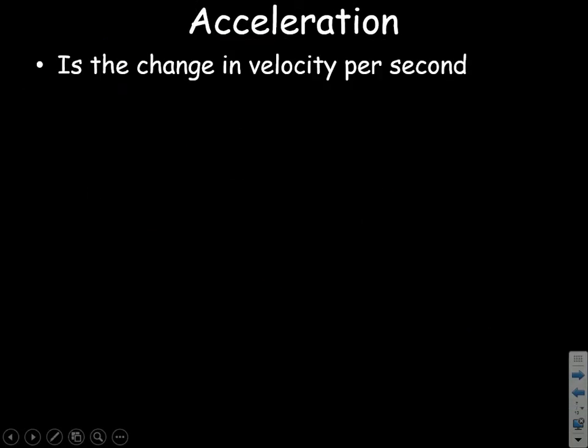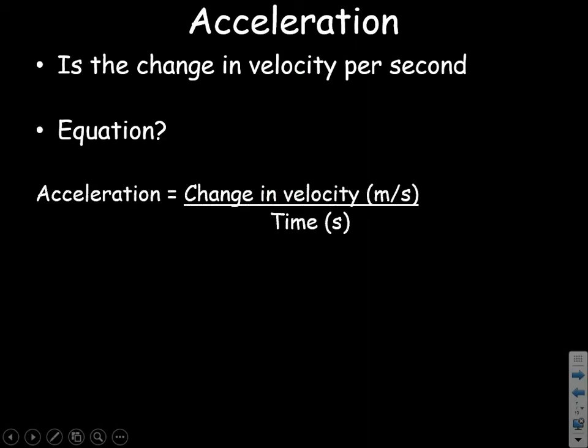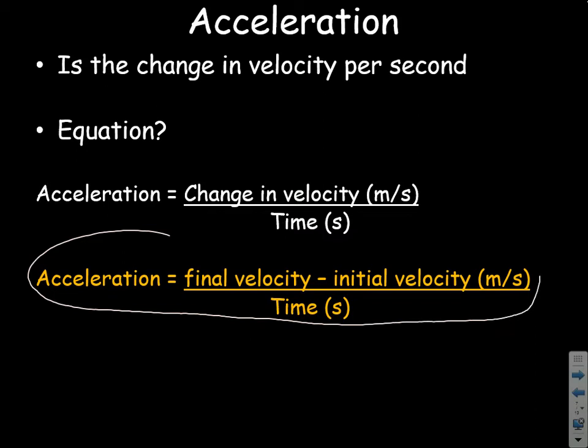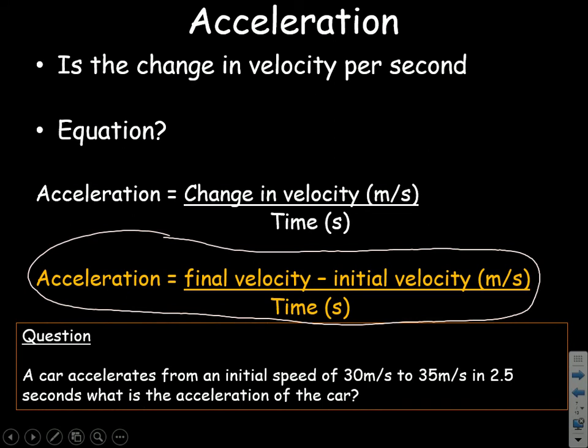Okay, so acceleration. We've said that it is the change in velocity per second, and they do give you this equation in your exam. It's on your formula sheet, and it is given to you in this format. So acceleration equals final velocity minus initial velocity divided by time, which really just means the change in velocity divided by time. So if we have an example, a car accelerates from an initial speed of 30 meters per second to 35 meters per second in 2.5 seconds. So what is the acceleration of the car?